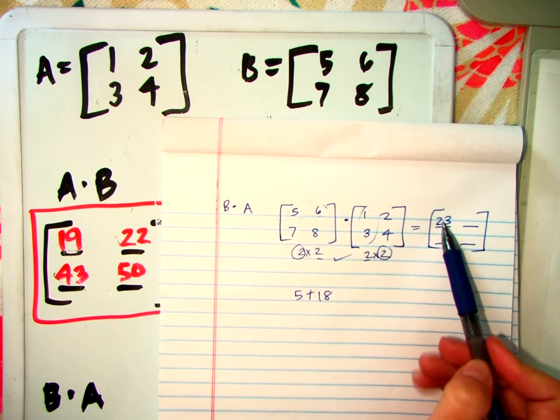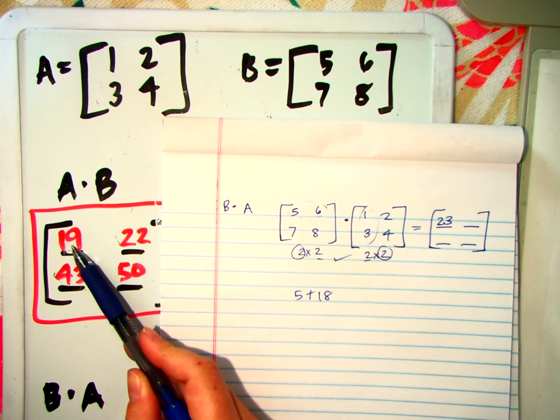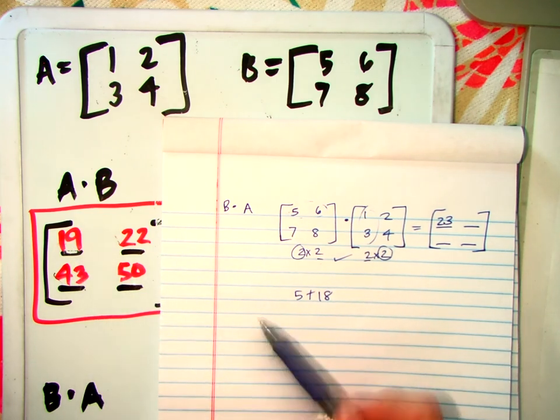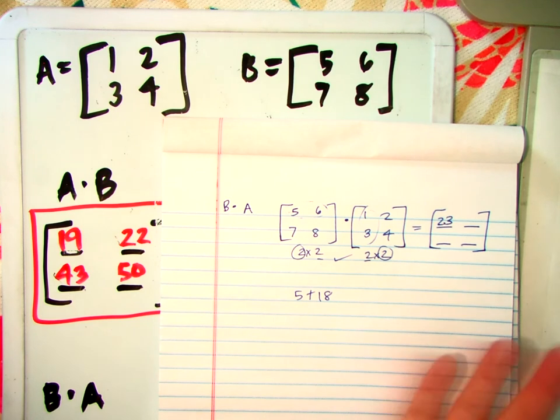If we compare that first answer to this one, we can see it is not commutative. So A times B is not equal to B times A in matrix land. Real numbers?